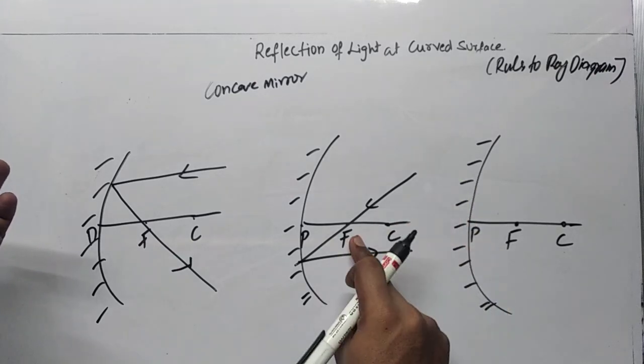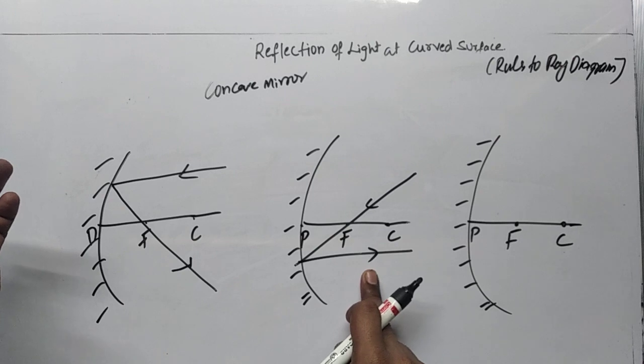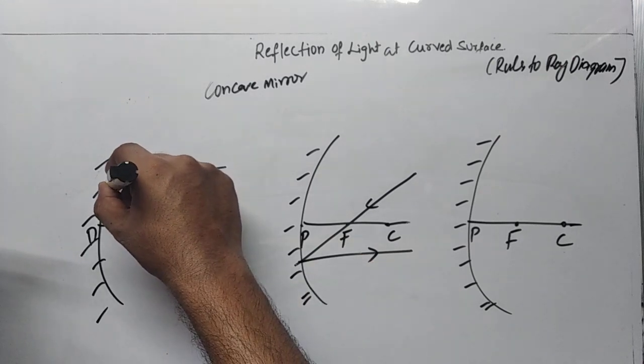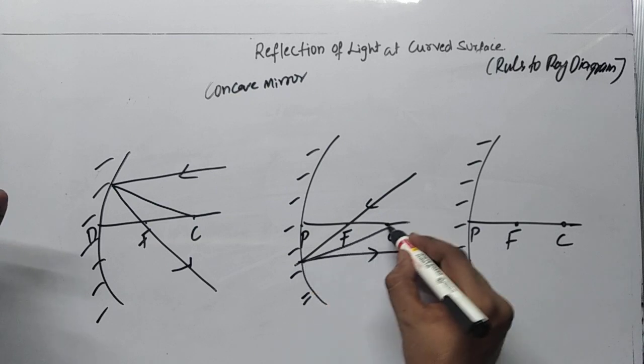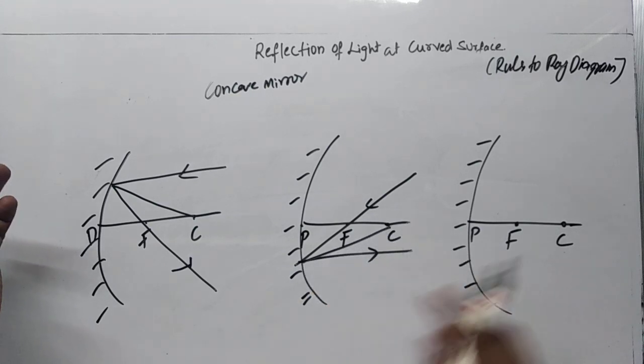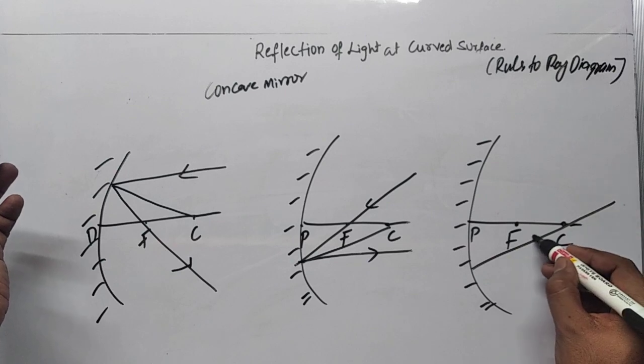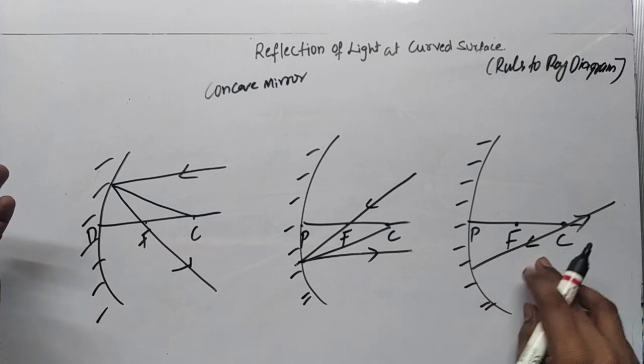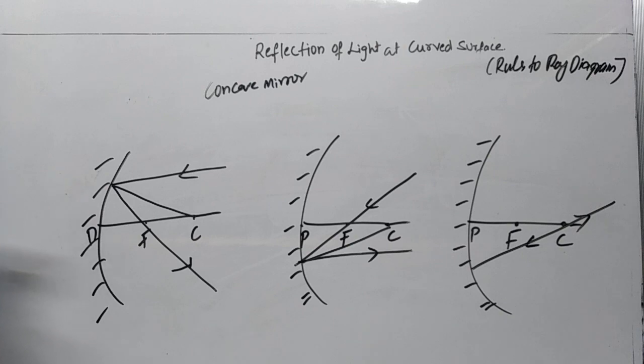Here also we apply the law of reflection. Next, whenever a ray is passing through the center of curvature, the reflected ray will also pass through the center of curvature but in the opposite path. With the help of these 3 rules we can explain all the ray diagrams in the first chapter related to the concave mirror. In the next video we will be talking about the 6 cases, the 6 ray diagrams of the concave mirror. Okay, thank you.